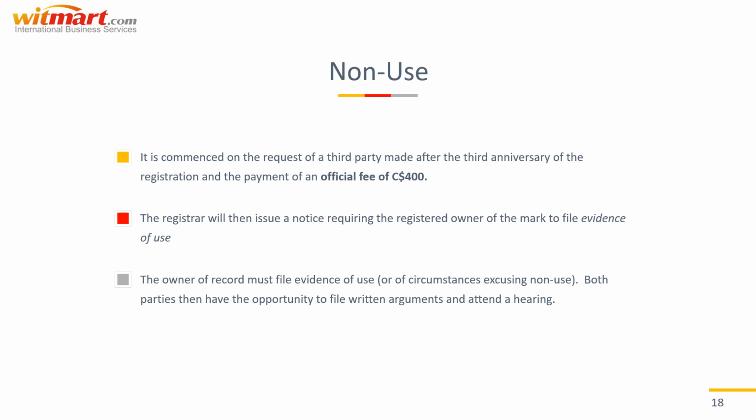The registrar will then issue a notice requiring the registered owner of the mark to file evidence of use or evidence of special circumstances justifying non-use in the 3-year period immediately preceding the issuance of the notice. The registrar may also request such evidence at its own discretion. The owner of record must file evidence of use or of circumstances excusing non-use. Both parties then have the opportunity to file written arguments and attend a hearing.